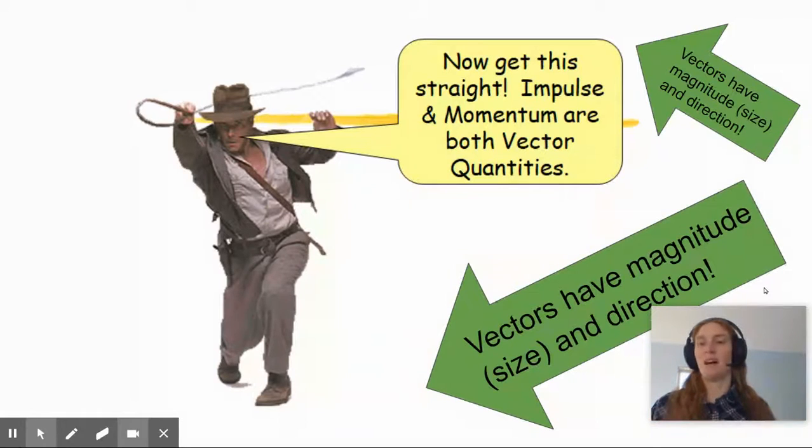Now, the same thing applies for impulse. I can push to the right or I can push to the left. And that's going to make a big difference in terms of what happens to my object. So you need to pay attention to which direction it's going. If your force is going one way and your velocity is the opposite direction, it's going to slow down. If they're both in the same direction, then it's going to speed up.